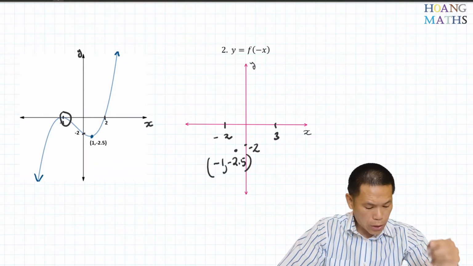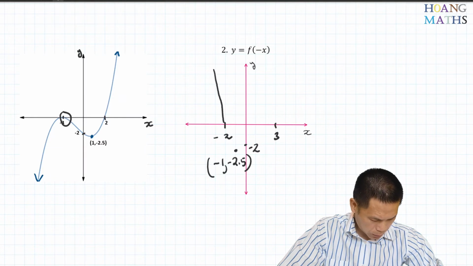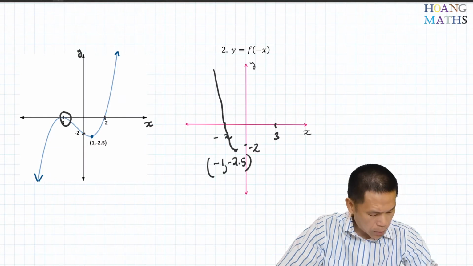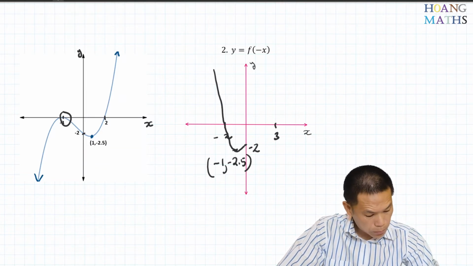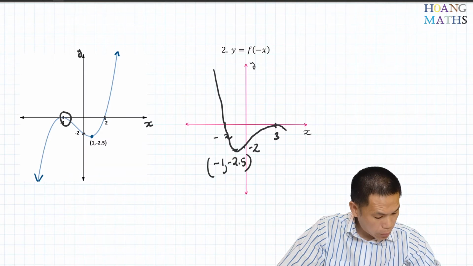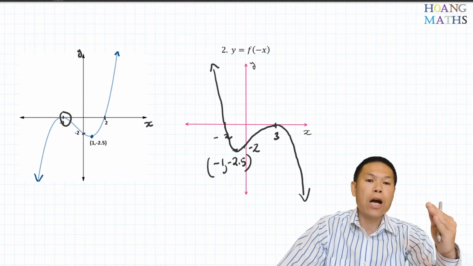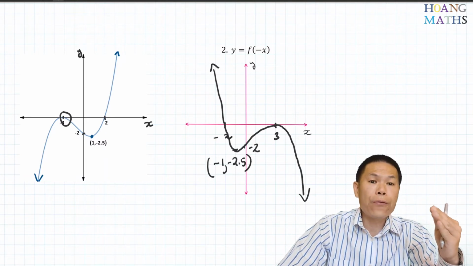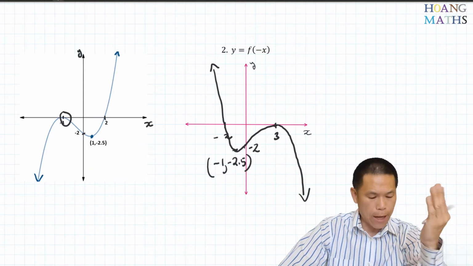So now we just sketch it. We start from the top, and turn, hit the 2, and the turning point at 3, 0, okay? So just go down. There you go. So this is f of negative x, the reflection in the y-axis, okay?